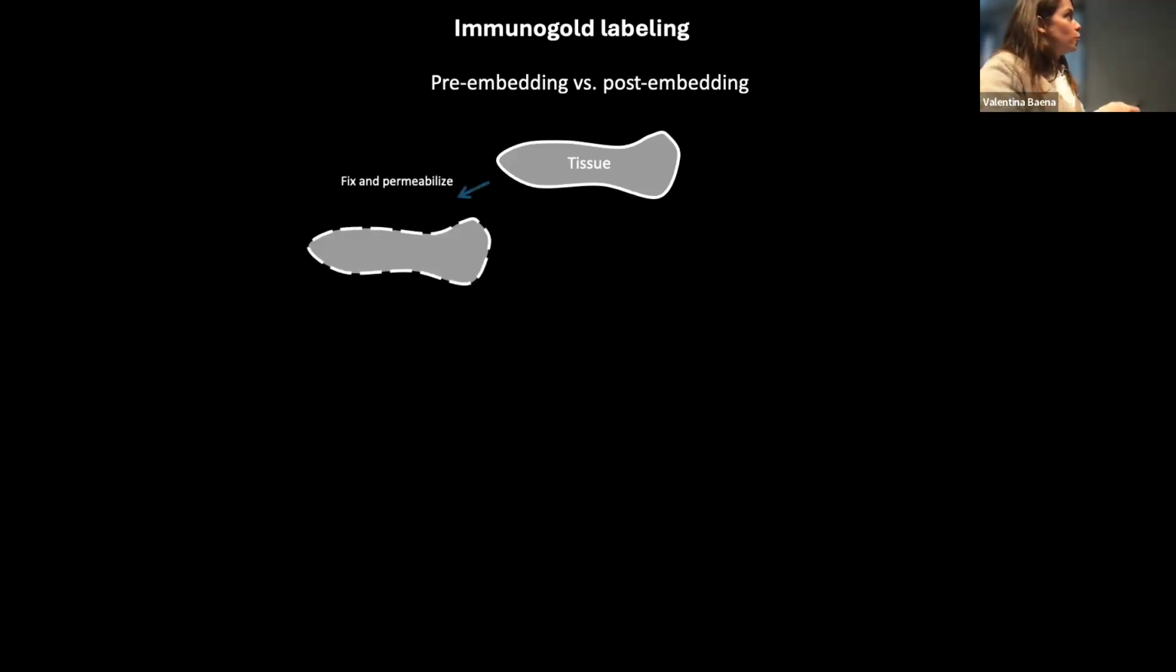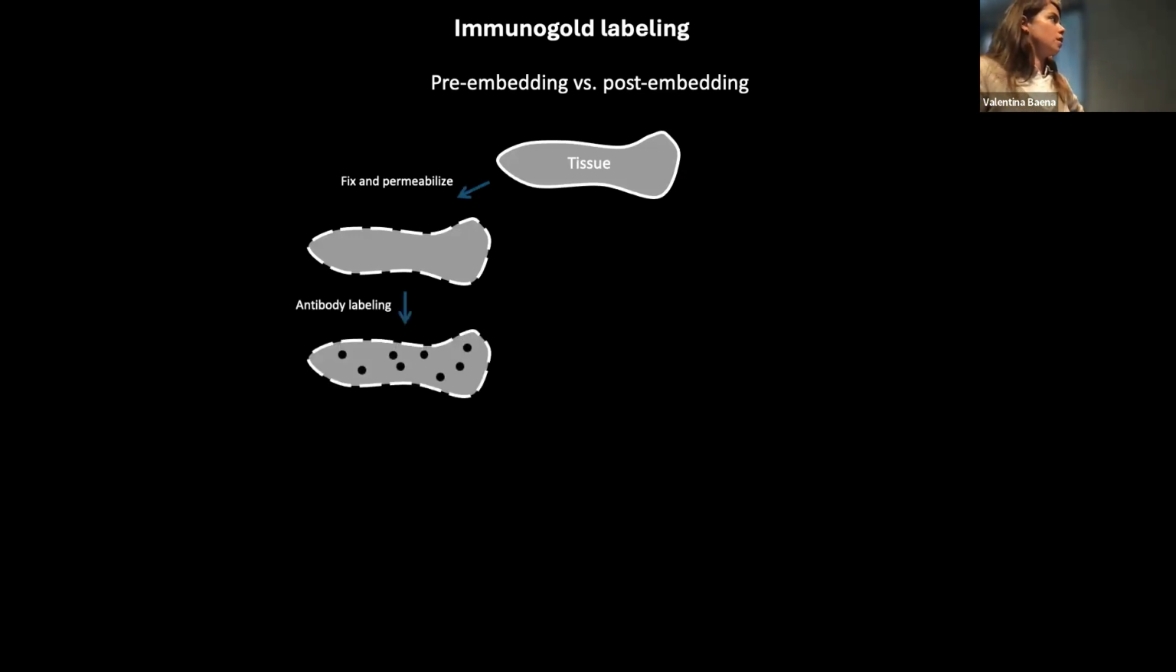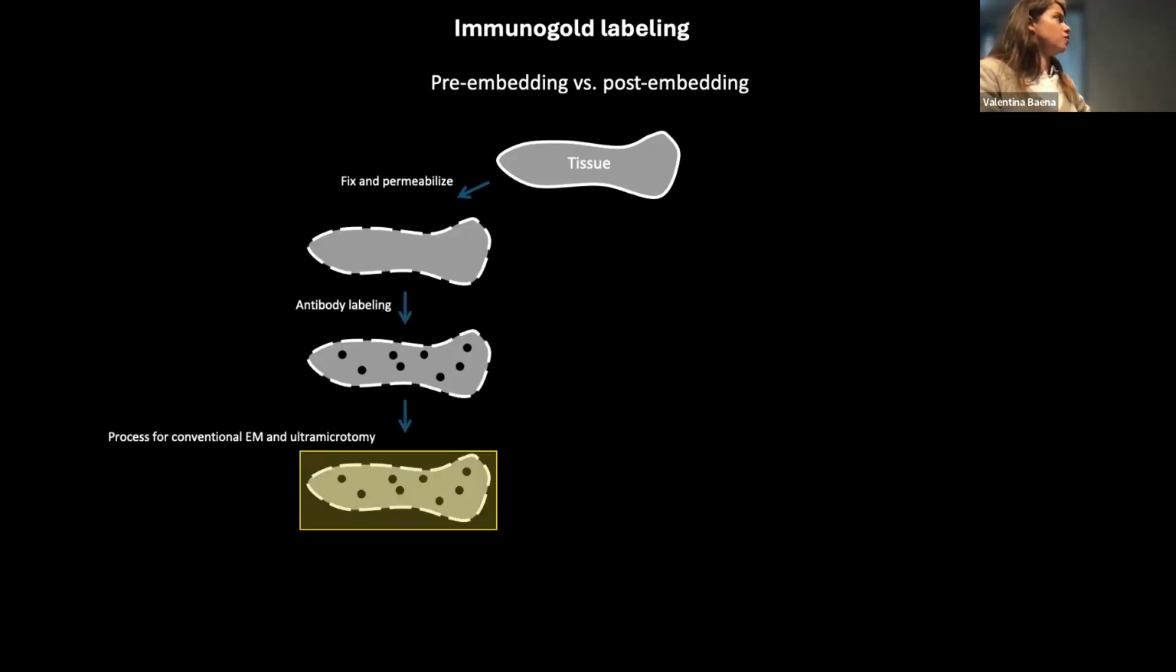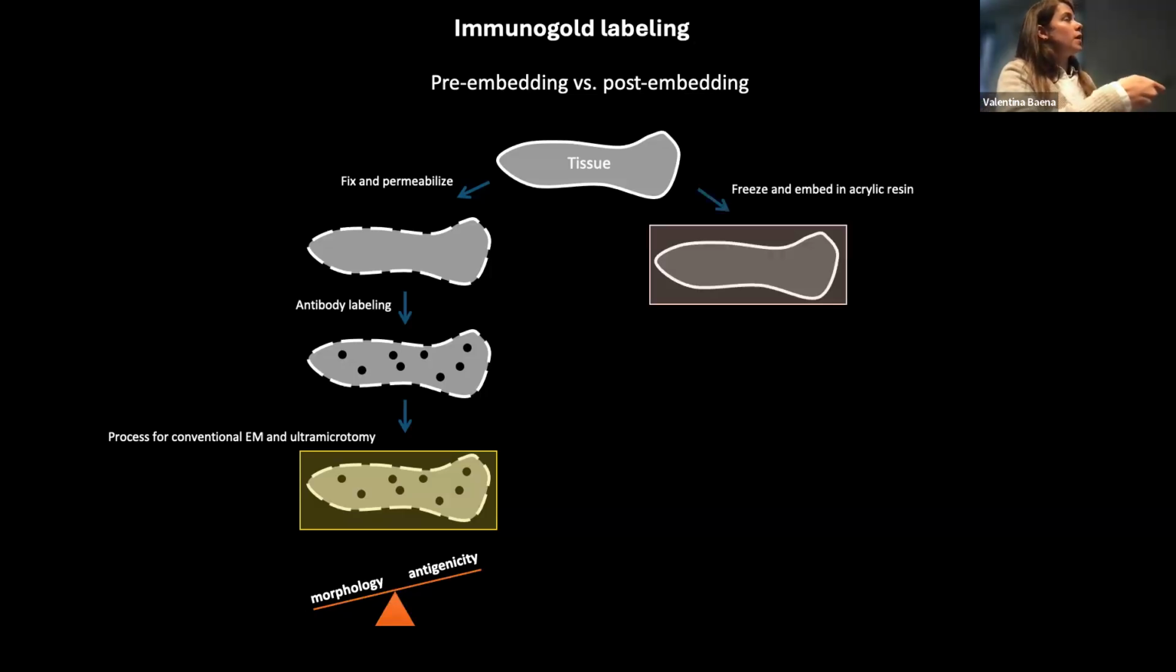For pre-embedding immunolabeling, we start with a tissue. We fix and permeabilize, which breaks up those membranes so that the antibodies can go in. So antibody labeling is done in situ. The advantage is that the tissue can then be processed for conventional EM and conventional ultramicrotomy. Typically what you get here is pretty good antigenicity, especially if detergents are used, but morphology tends to not be as good.